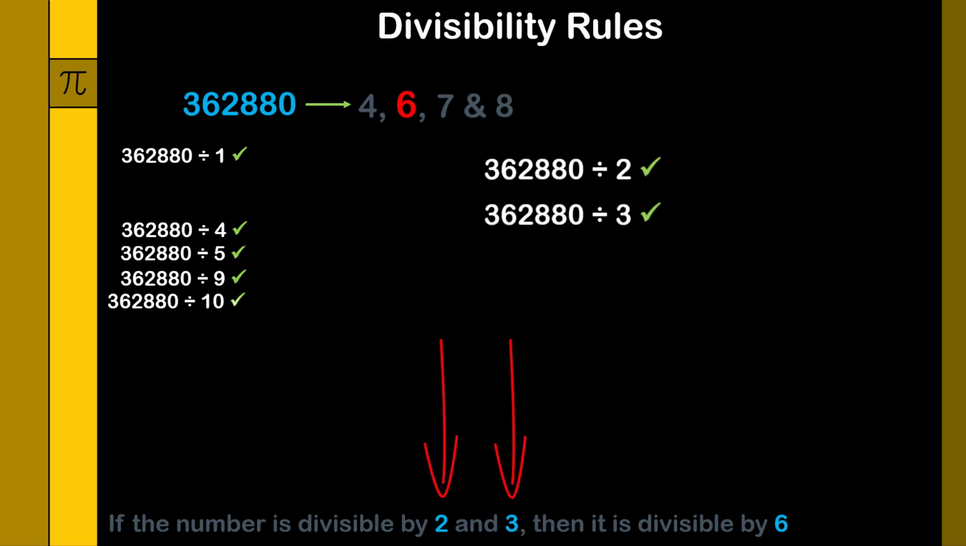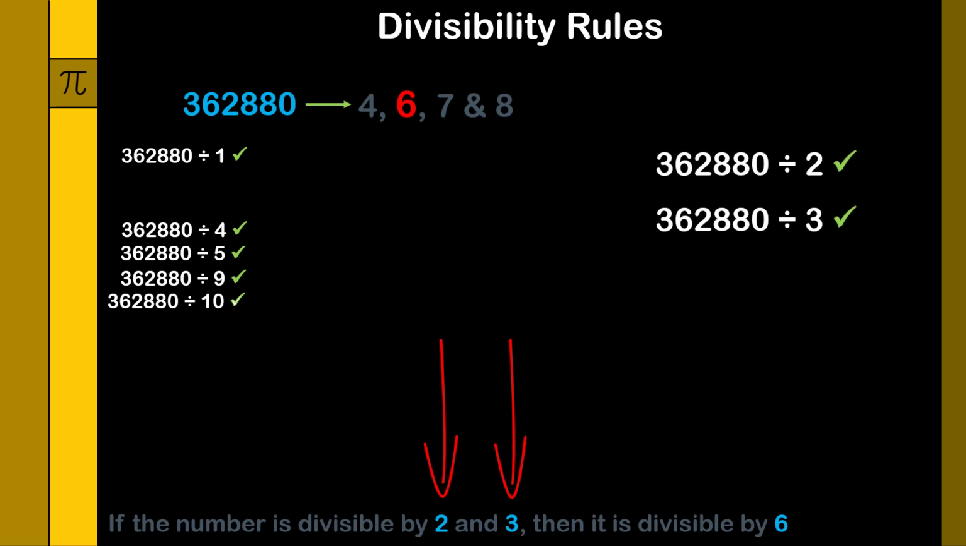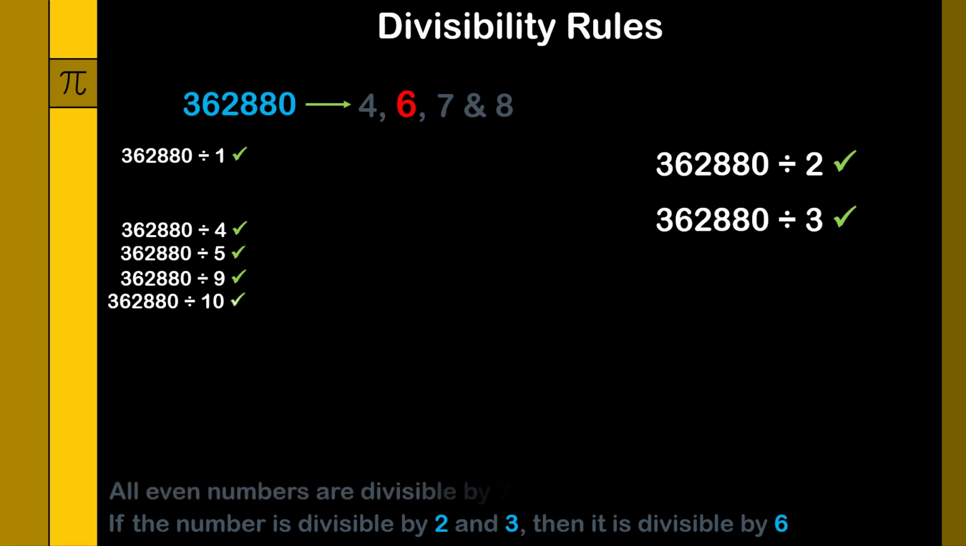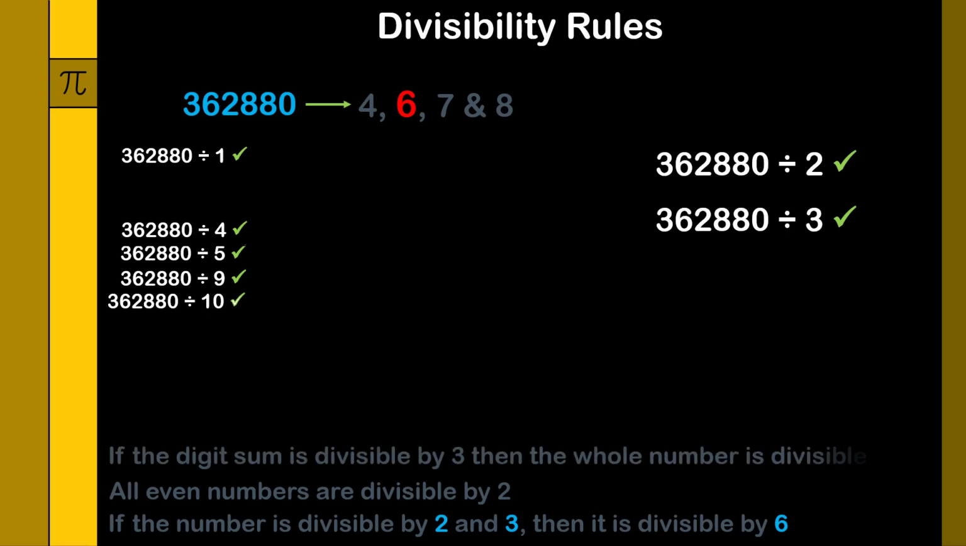We already know that this number is divisible by 2 and 3. We checked it a few minutes ago. Even if you didn't know, we can check it right now in a second. The unit digit is a 0, which means that the number is an even number, and all even numbers can be divided by 2. If the digit sum of the number is divisible by 3, then the number is also divisible by 3.